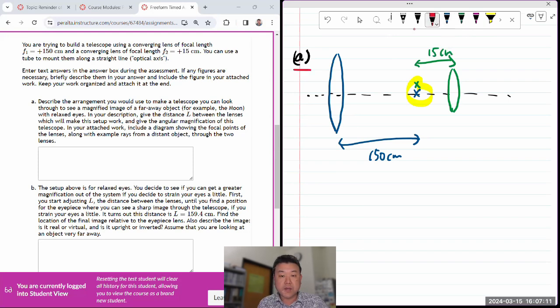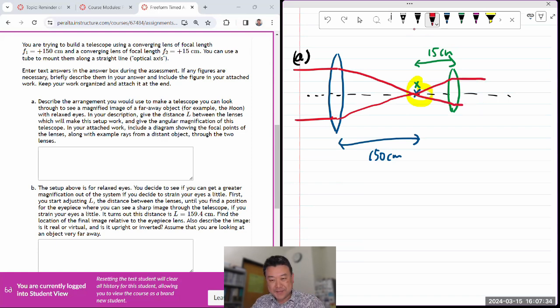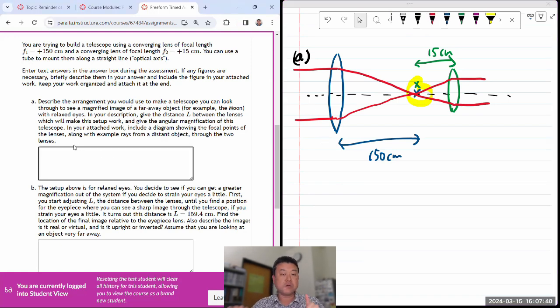That way, if you have parallel light from an object far away, it'll focus here at the focal point of the objective, and the eyepiece will be at just the right place to form a virtual image at an infinite distance away. Something like that. Okay, close enough. So with that drawing in mind, I'm going to describe it here. The two lenses should be separated by 165 centimeters so that the focal points of the two lenses are overlapping.